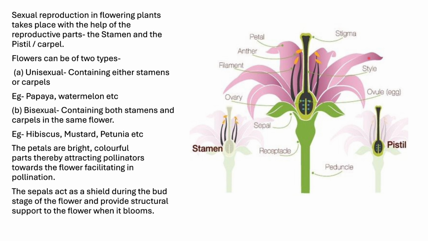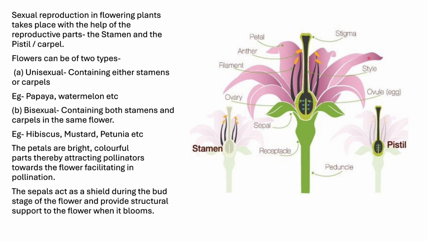towards the flower. Then we have the sepals. If you have ever noticed a bud, we must have seen the green leaf-like structures enclosing it. So those are nothing but sepals. So when a flower is in the bud stage, the sepals protect the bud, and when the flower blooms, it provides structural support to the flower.